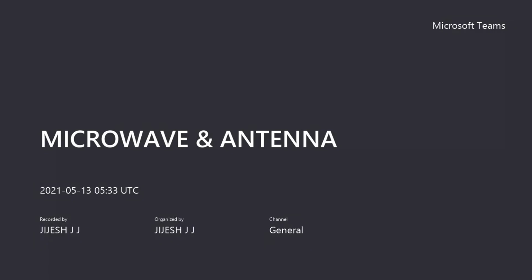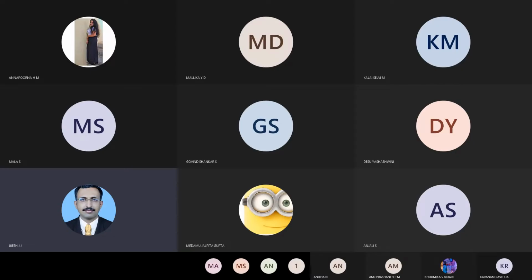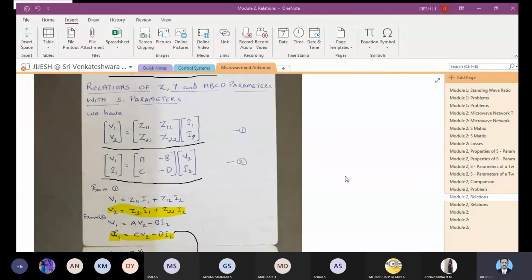Class, we have been discussing some of the concepts based on S parameters. We have discussed the properties of S parameters and what we mean by the unitary property and symmetry with respect to the S parameters. And we have compared S parameters with Z and Y parameters as well. These were the things we discussed in the previous class.